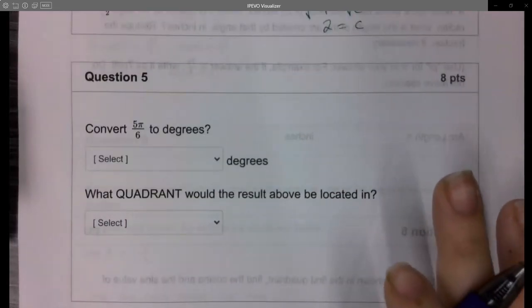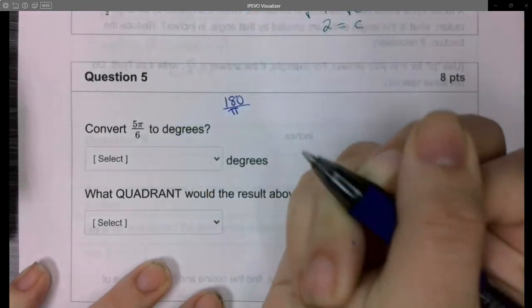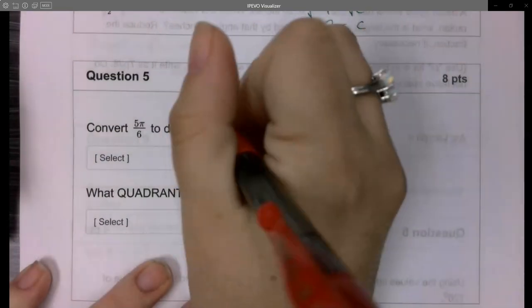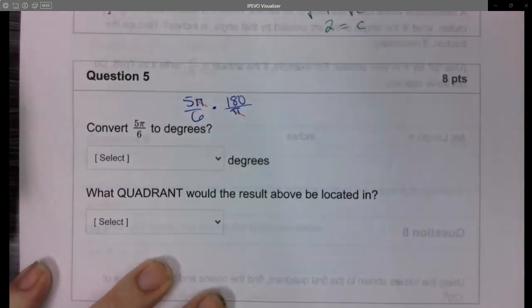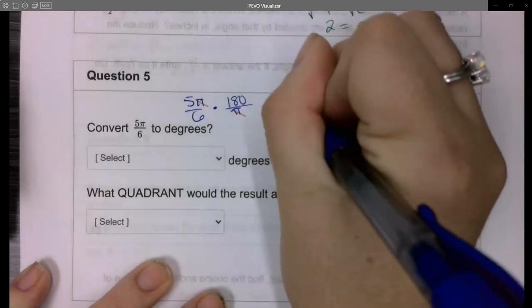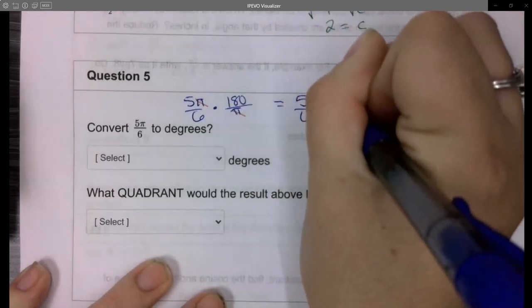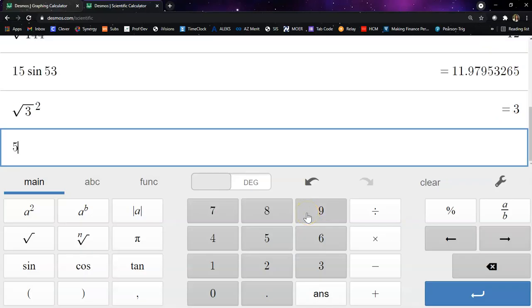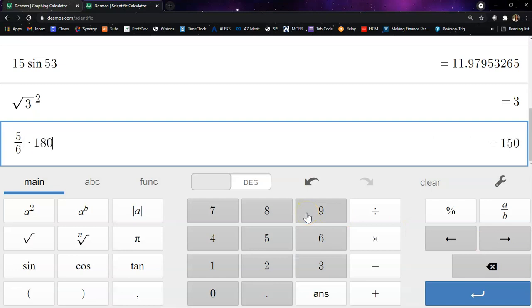Number 5 wants me to convert to degrees. Remember, when I'm converting to degrees, I multiply by 180 over pi. So I have 5 pi over 6, and I'm multiplying by 180 over pi. Since I have a pi on the top and bottom, they will cancel out. This will give me 5/6 times 180, and I can go ahead and type that into Desmos, which gives me 150.